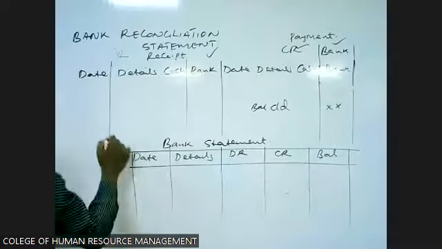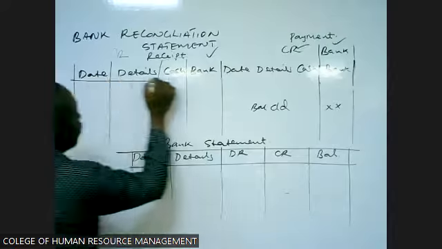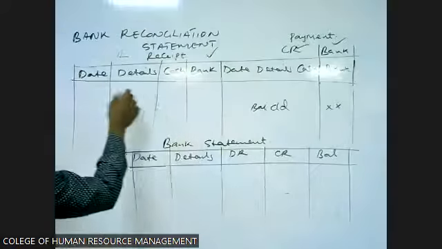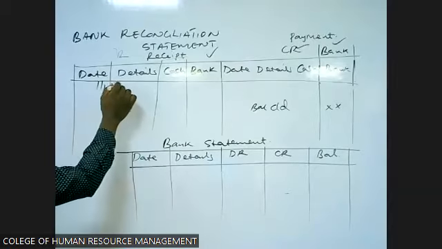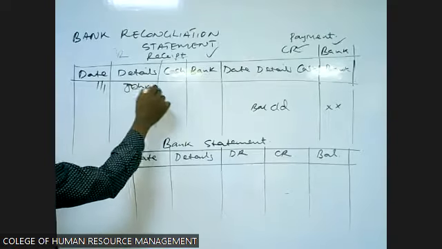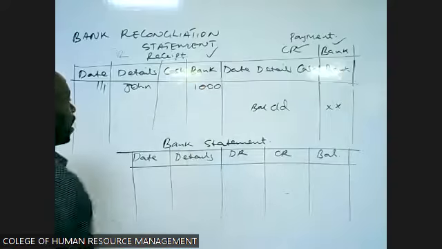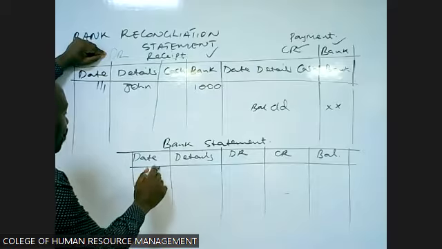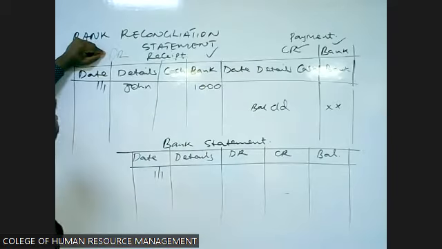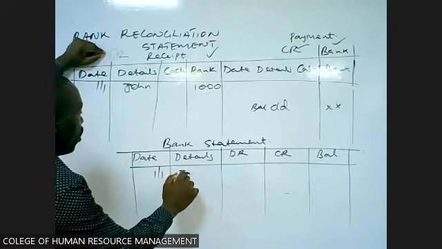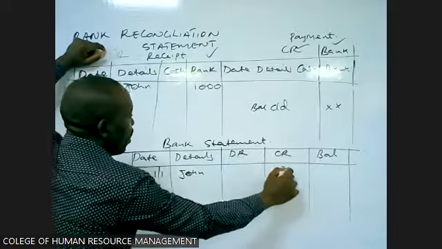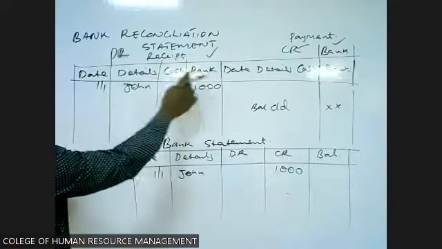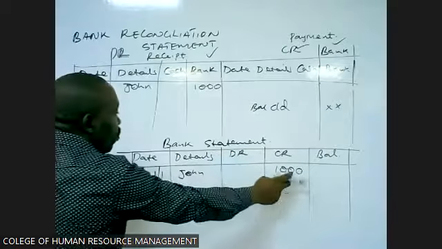So for example, let us have a simple illustration. Maybe on the 1st of January you have received a check from John of 1,000. You put it under the bank. It is going to appear on the debit side in the cash book, but when you come here, it has been deposited the same day, 1st of January, we shall write here John, and it is going to appear on the credit side. So in the cash book it appears on the DR side, but in the bank statement it appears here.